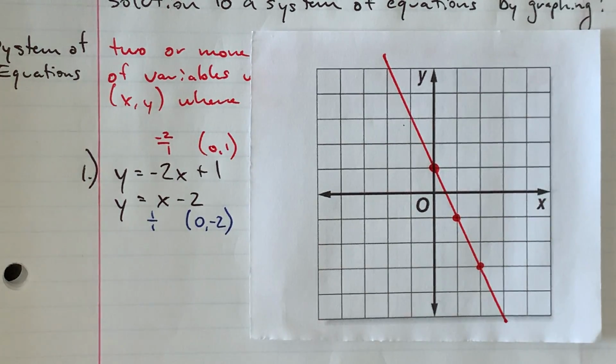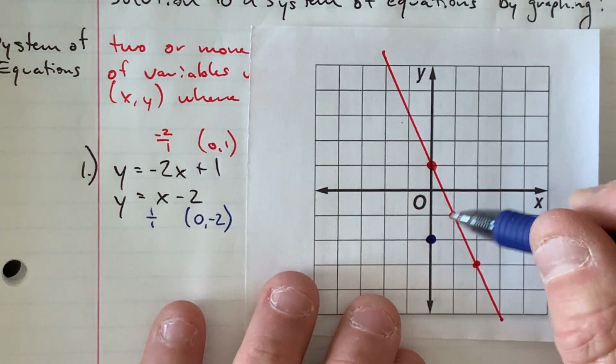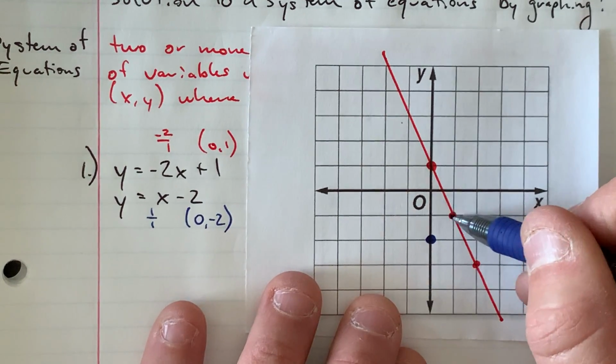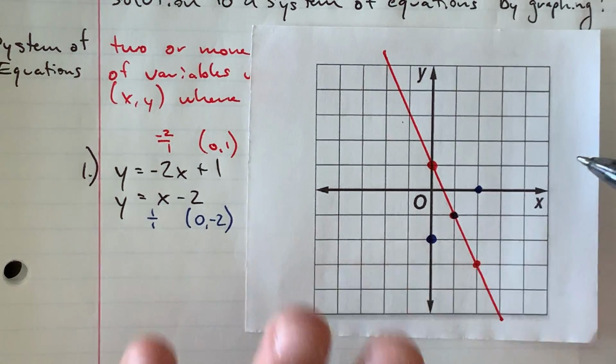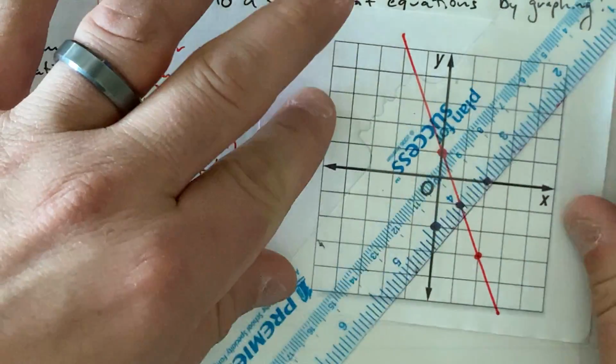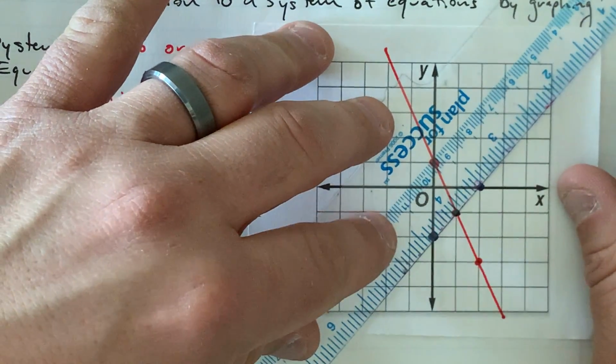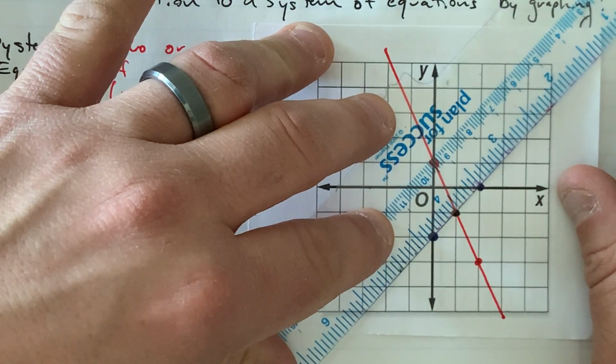The second equation, (0, negative 2) is my y-intercept. My slope is 1 over 1, meaning up 1 over 1, up 1 over 1. I have my 3 points. I must draw a line, because that's what we're working with. We're working with lines, so I've got to draw a line. I can't just have dots.